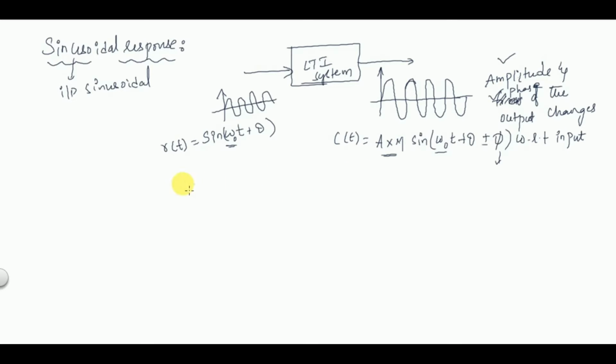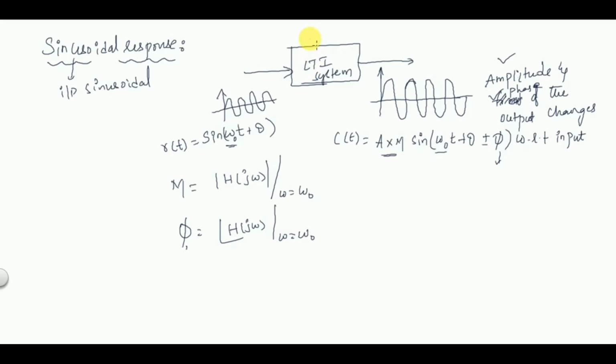So what is M? M is equal to the modulus of H of j omega at omega equal to omega naught. And phi is the angle of H of j omega at omega equal to omega naught. These are the values of M and phi we have to find.